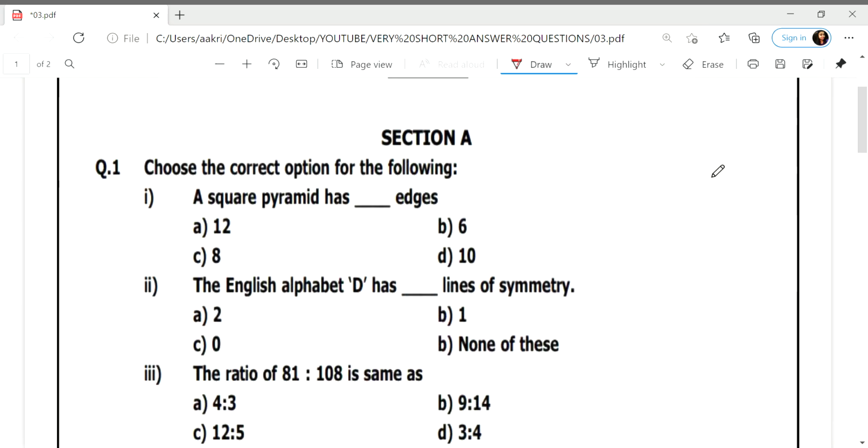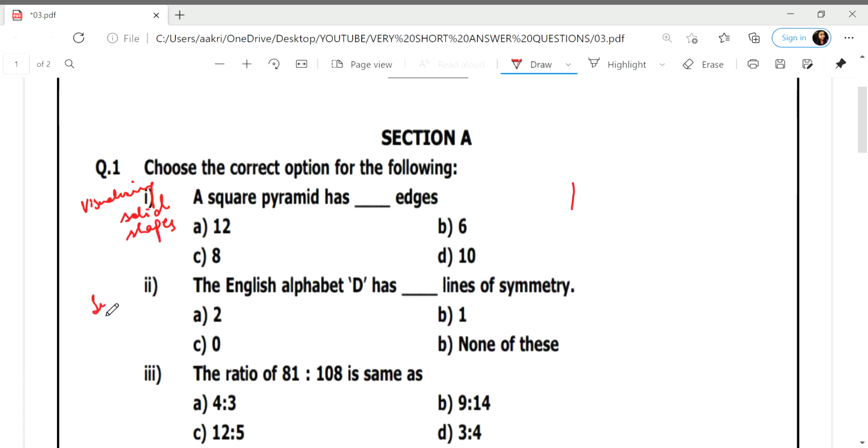आइए start करते हैं first question से. Choose the correct option from the following. A square pyramid has dash edges. Now a square pyramid has a circular base. Now before that, let me make you all understand. So this is the chapter visualizing solid shapes.